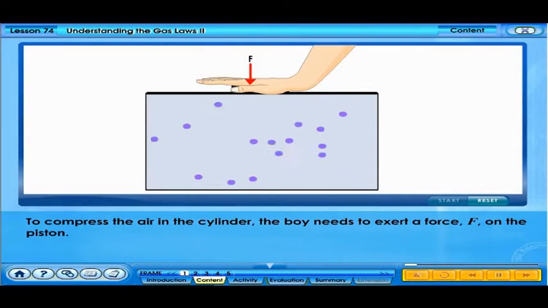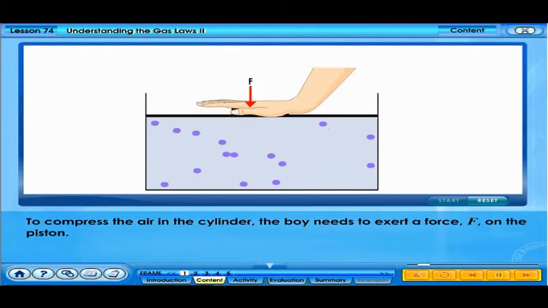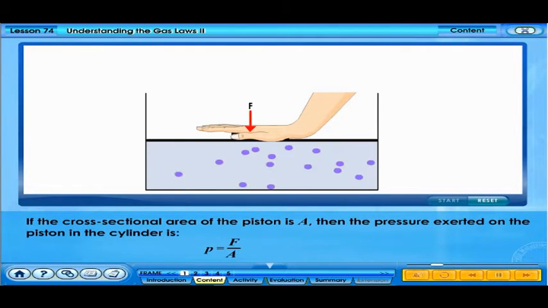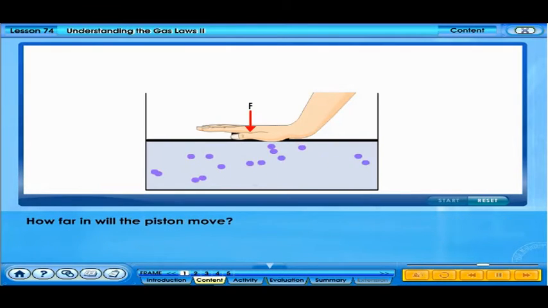To compress the air in the cylinder, the boy needs to exert a force, F, on the piston. If the cross-sectional area of the piston is A, then the pressure exerted on the piston in the cylinder is P equals F over A. How far in will the piston move?